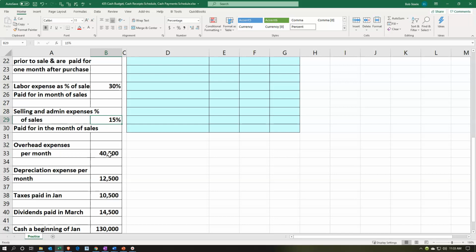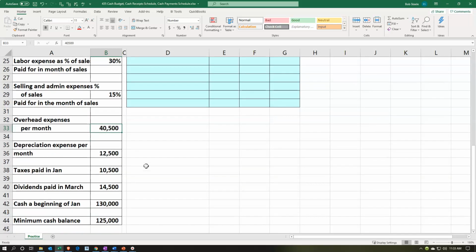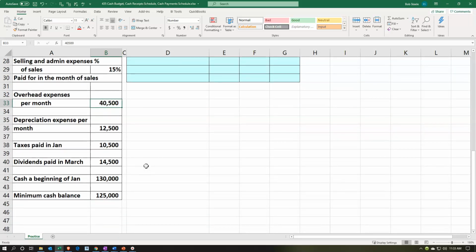Then we have the overhead expenses. These are typically fixed in nature. The rent is a common example of overhead that doesn't have to be fixed, but often is a fixed amount that we're going to apply. Then we have the depreciation expense per month. That also often will be fixed or set because depreciation is the allocation of the expense of some type of fixed asset, where we are allocating the cost to future periods using some method.